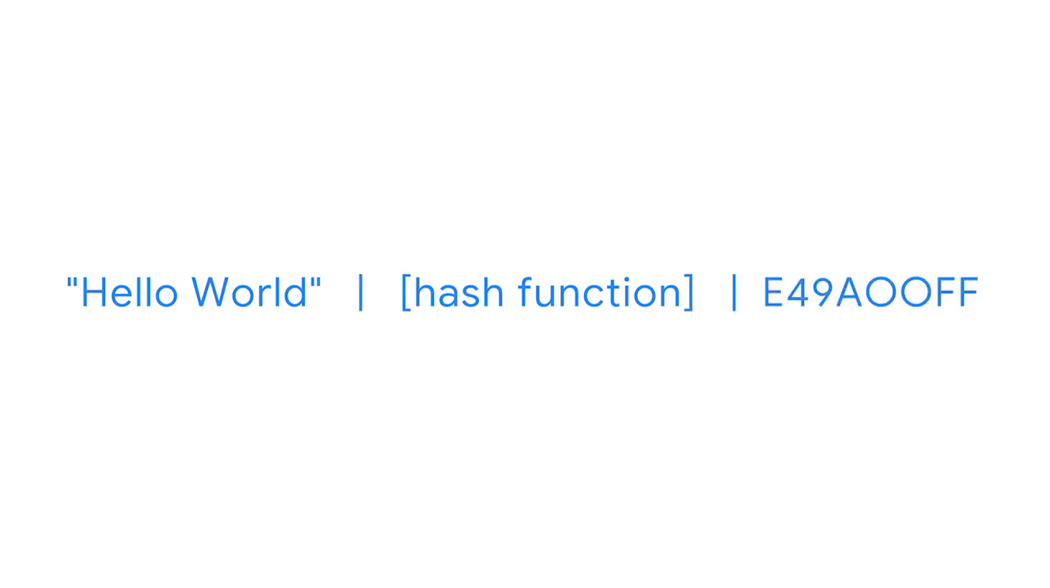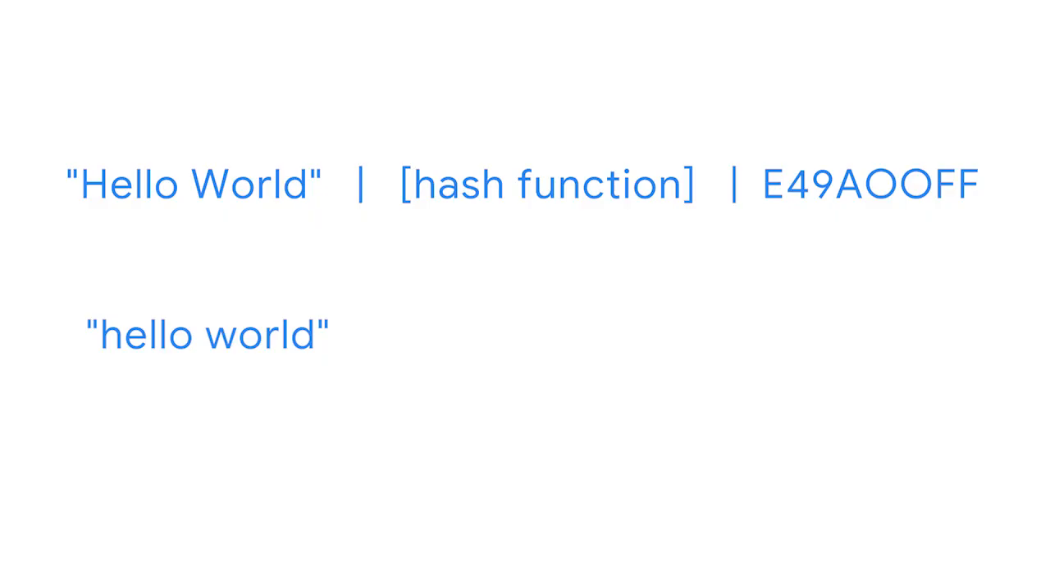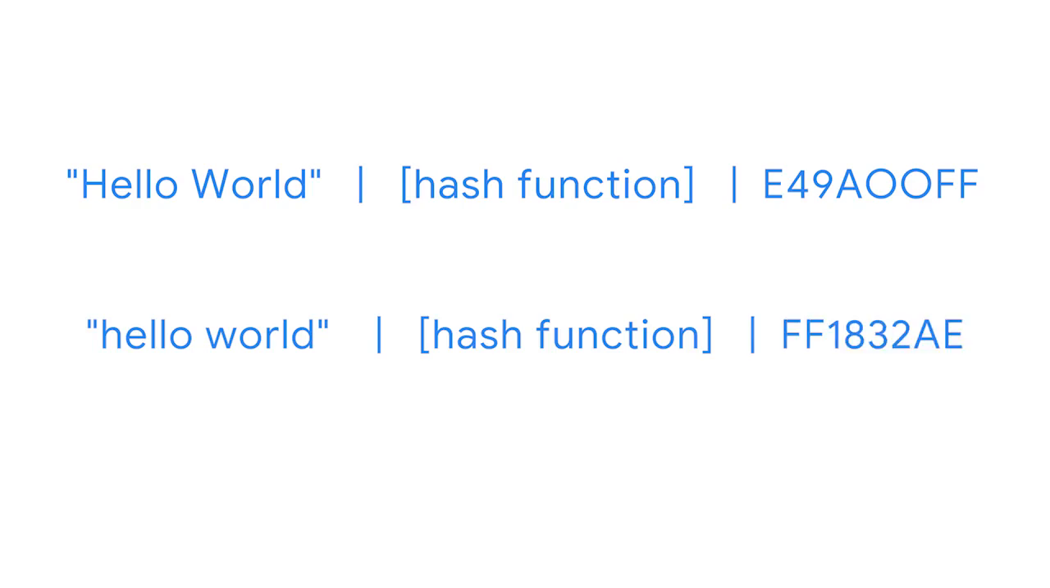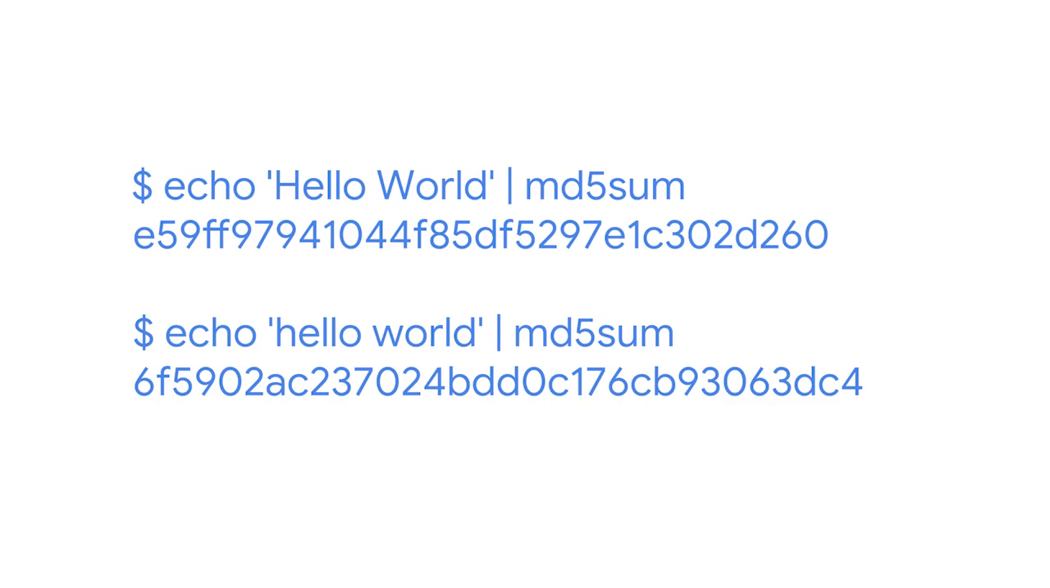Let's say we have an input string of Hello World, and we feed this into a hash function, which generates the resulting hash of E49A00FF. Every time we feed this string into our function, we get the same hash digest output. Now let's modify the input very slightly so it becomes hello world, all lowercase now. While this change seems small to us, the resulting hash output is wildly different, FF1832AE. Here is the same example, but using a real hash function, in this case, MD5sum. Hopefully, the concept of hash functions makes sense to you now.